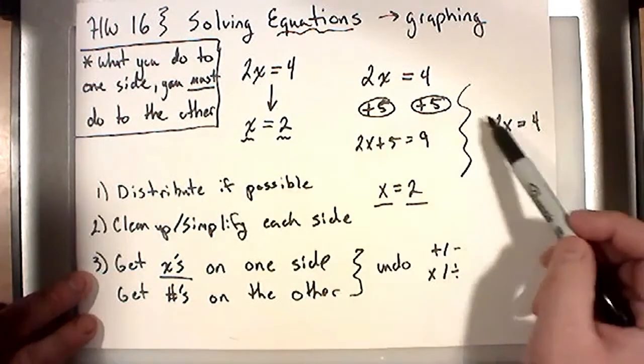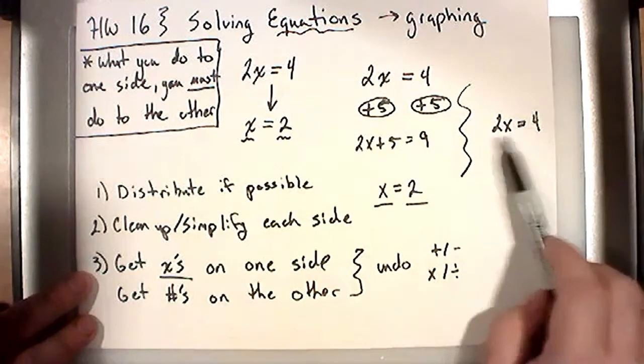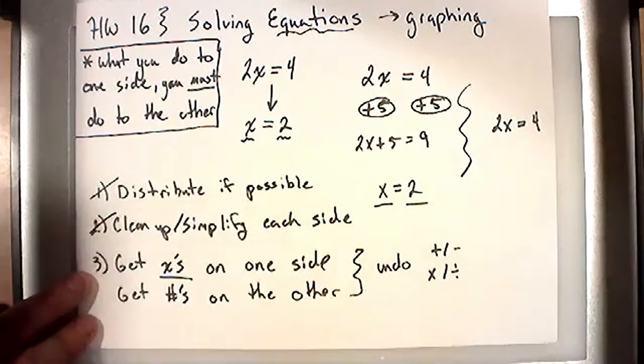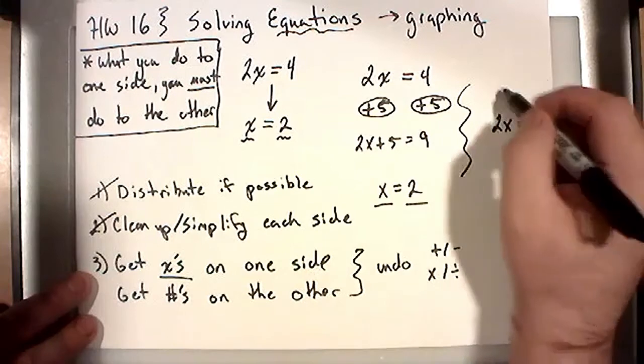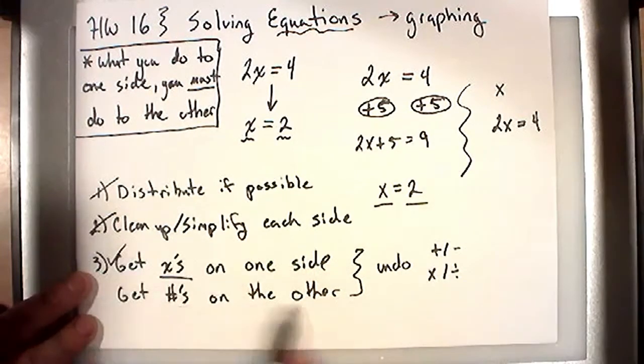Can we distribute? No, there's nothing to distribute. Can we clean up either side? No, 2x doesn't clean up and 4 doesn't clean up. So in both cases, these steps were done already. Next one, get x's on one side. That's already happened. We have our x's on the left. That's great, so that part's done. It says get your numbers on the other.